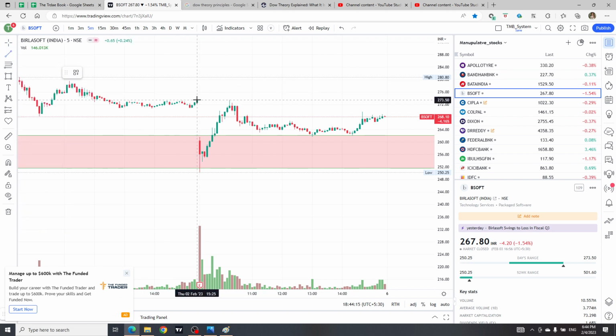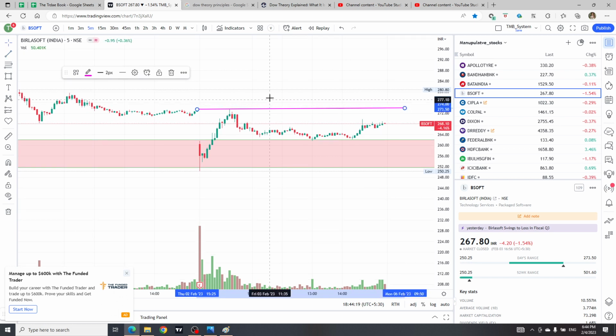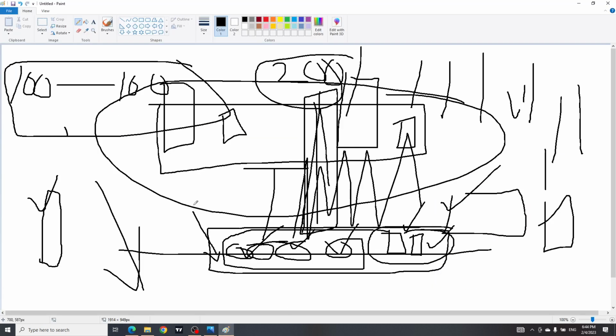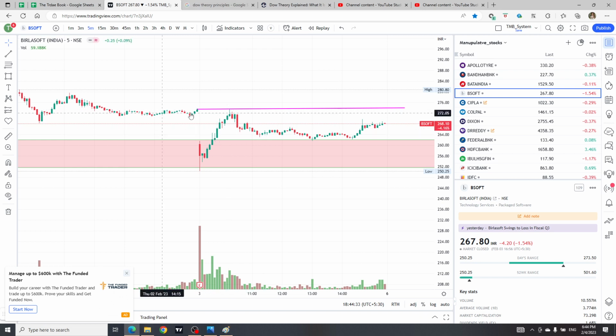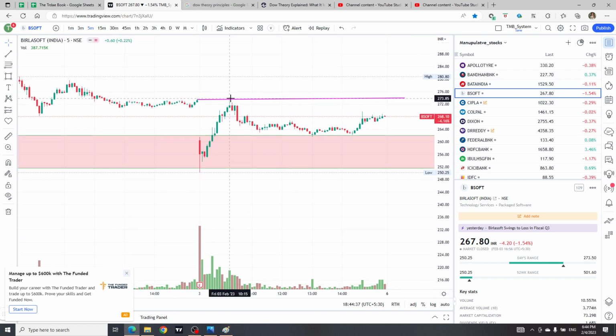This is the previous day high. What is a breakout? The breakout means when the previous price breaks. This is the breakout. This is the previous high. What is the previous high in this case? In the shorter term, this is the previous high. If this breaks, it is called a breakout.